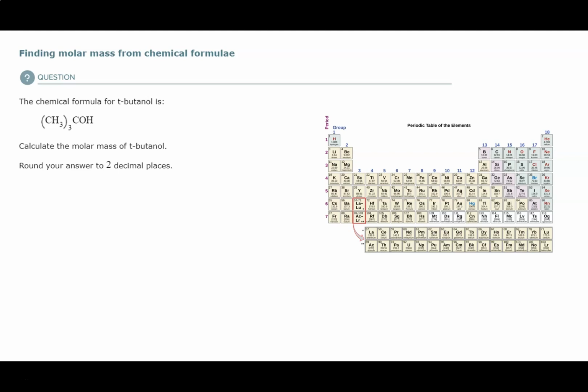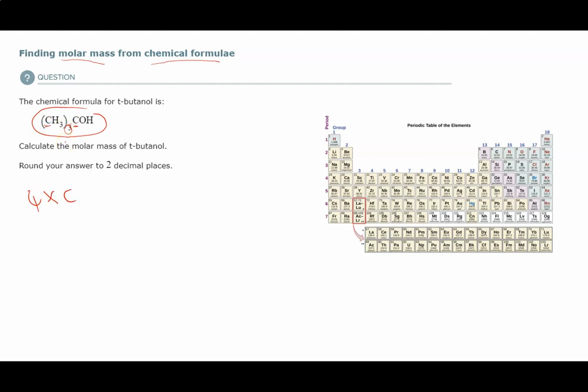Okay, so this next question is about finding formula mass given a chemical formula. So we just got to make sure that we tabulate everything okay. This formula here is for T-butanol and is written in a slightly odd way. Normally we would never use parentheses for a molecular compound, but in this case we've got them there. So how many carbon atoms do we have? Well, we've got 1 carbon out here, and then we've got another 3 here. So in total, we've got 4 carbons.